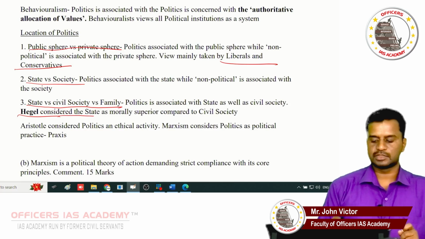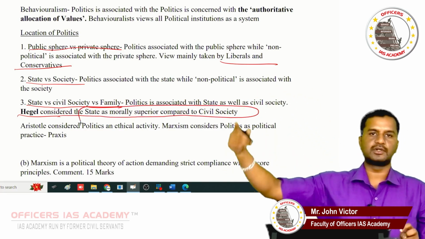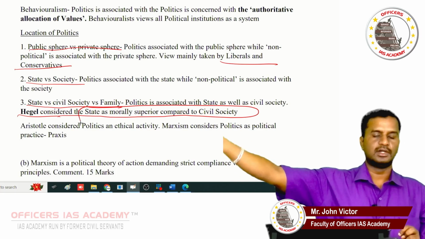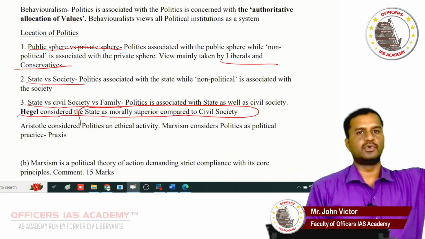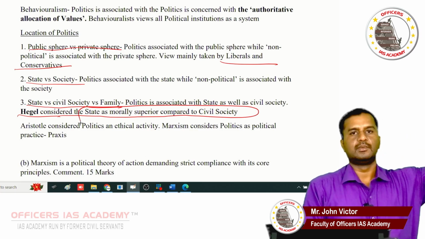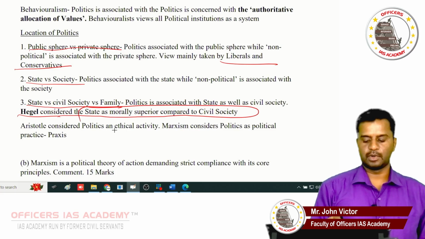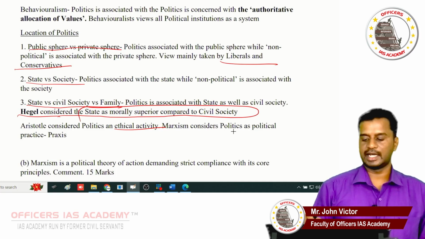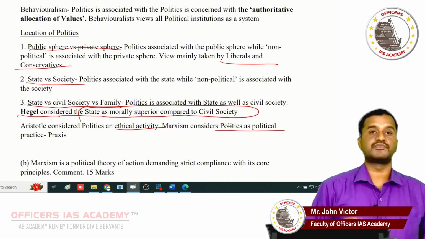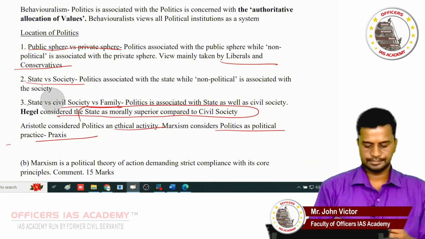According to Hegel, state is more superior compared to civil society. Civil society is more superior compared to the family. As you move from family towards civil society and state, you see more ethics. State is more ethical. State is more moral, right? According to Aristotle, politics is an ethical activity. According to Marx and Marxism, politics is seen as praxis, the philosophy of praxis. Praxis means practical action.